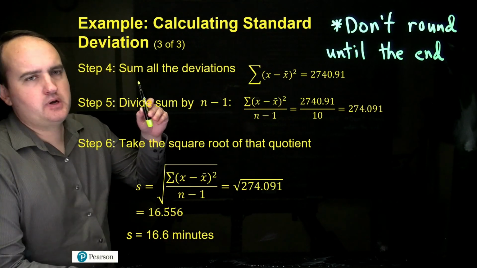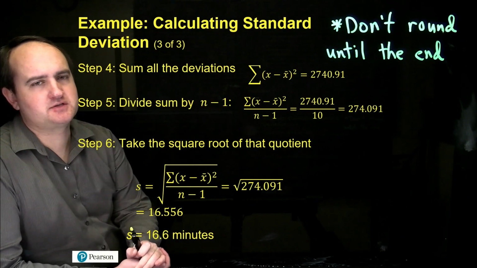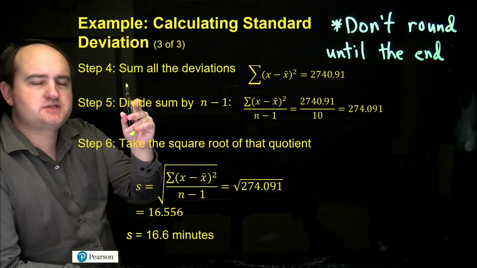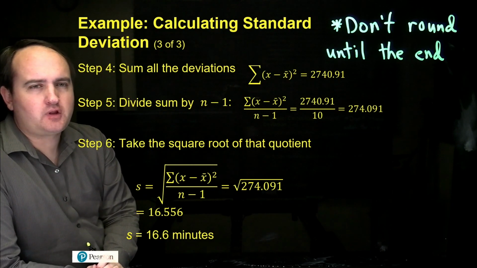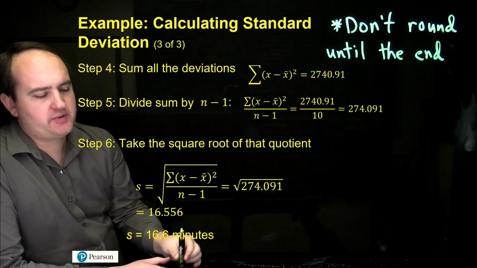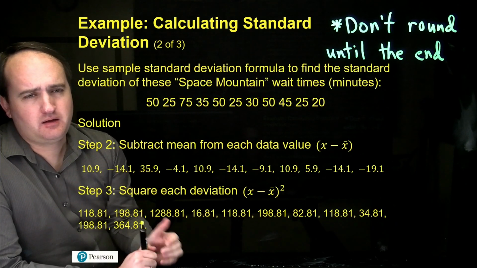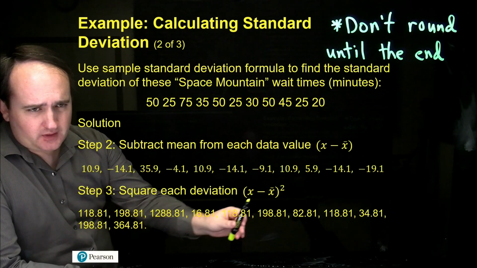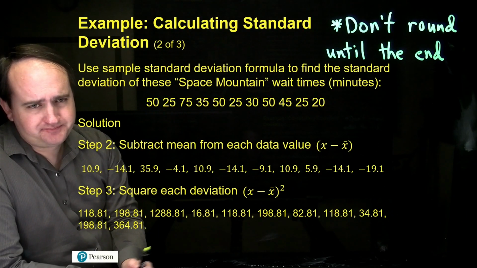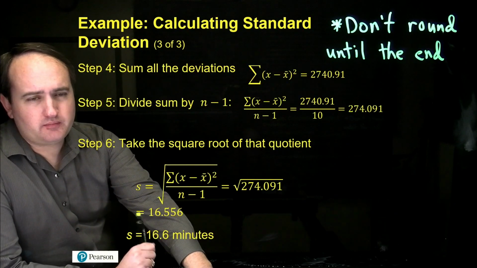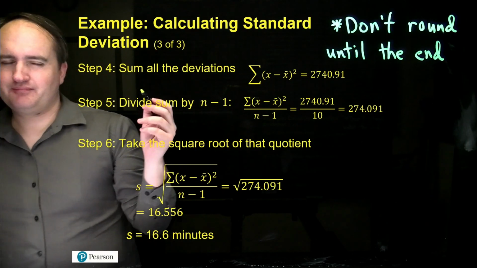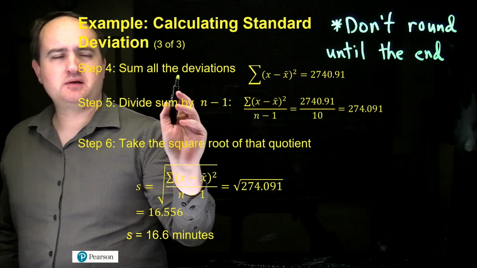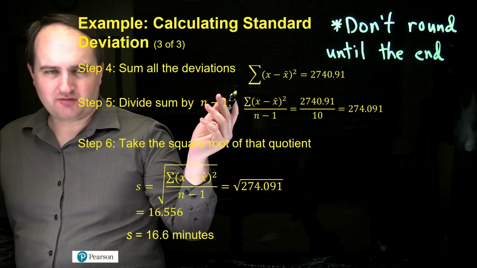Okay, step 4, sum all the deviations. So remember that sum means add. Okay, so for the long formula, because we've calculated the square of each deviation, when they say sum all of the deviations, they aren't being that clear. They mean sum the square of all the deviations.